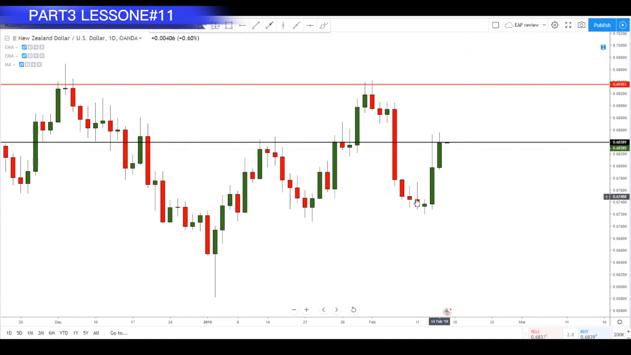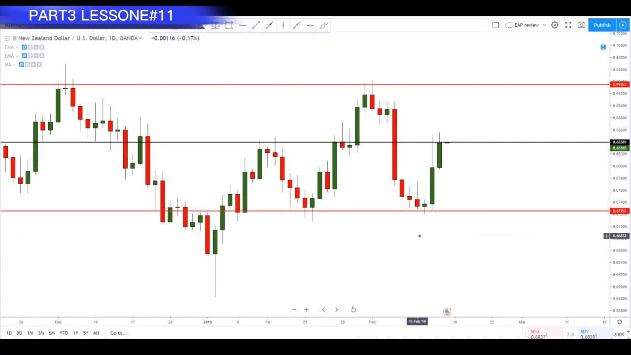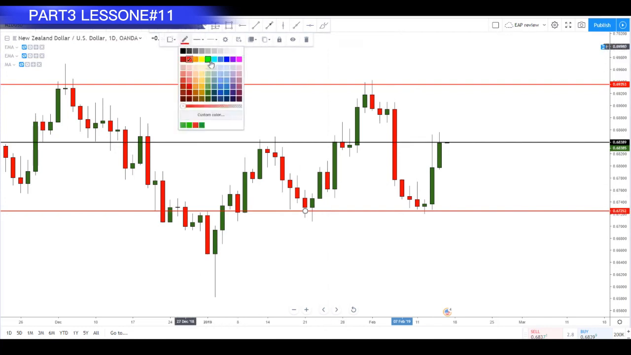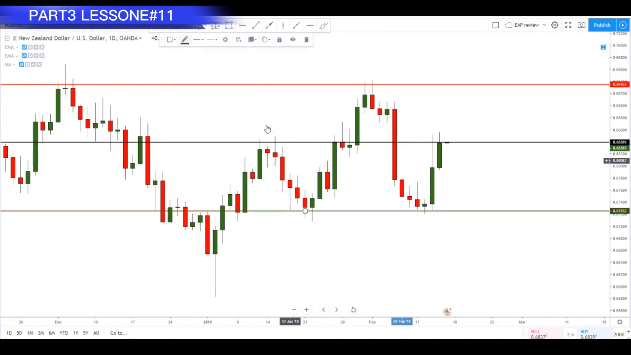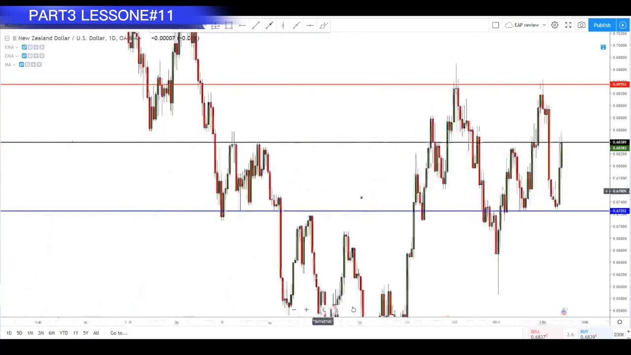So since the market was most recently supported there, I'm going to take the same situation. I'm going to drop a horizontal line there. I'm going to color it blue because blue is going to stand for support. I could color it green, but green is like a weird color that I really don't like. So I'm going to go with blue. Makes it easier to see. Then we can zoom back out.